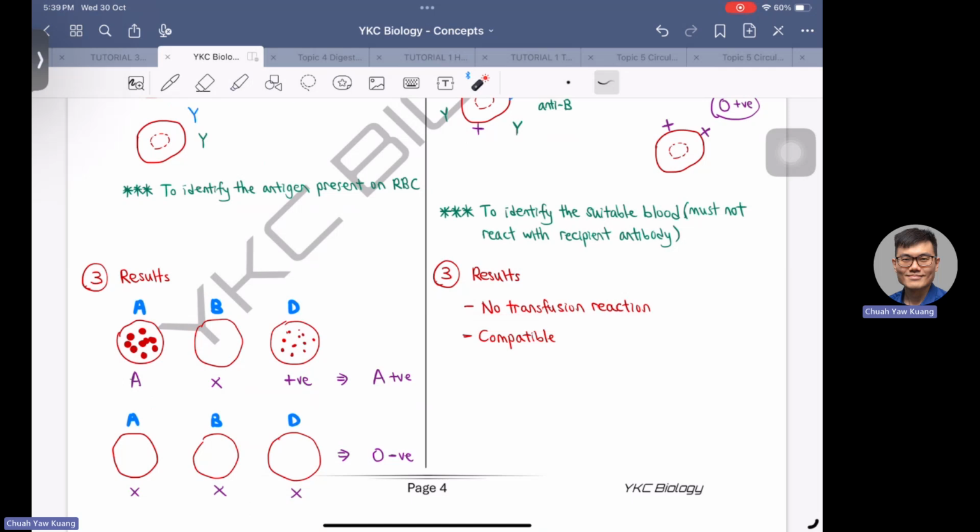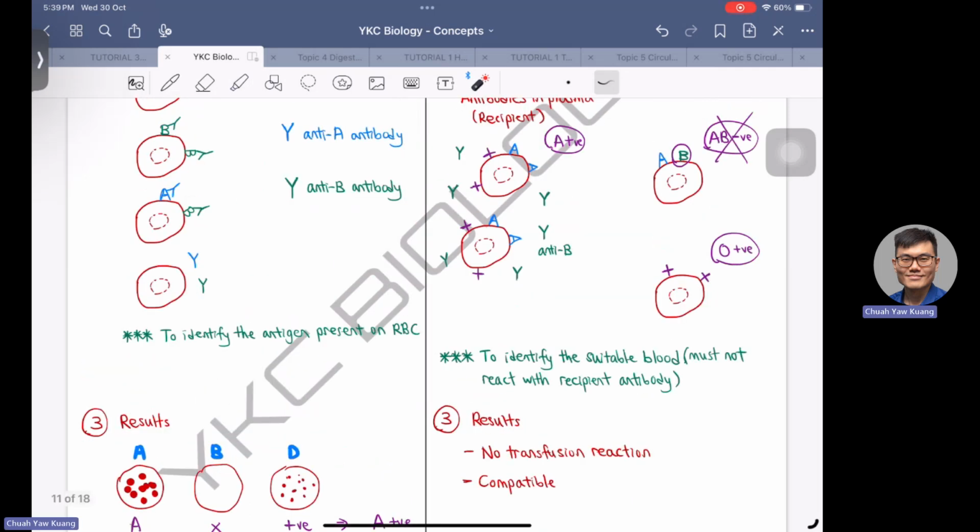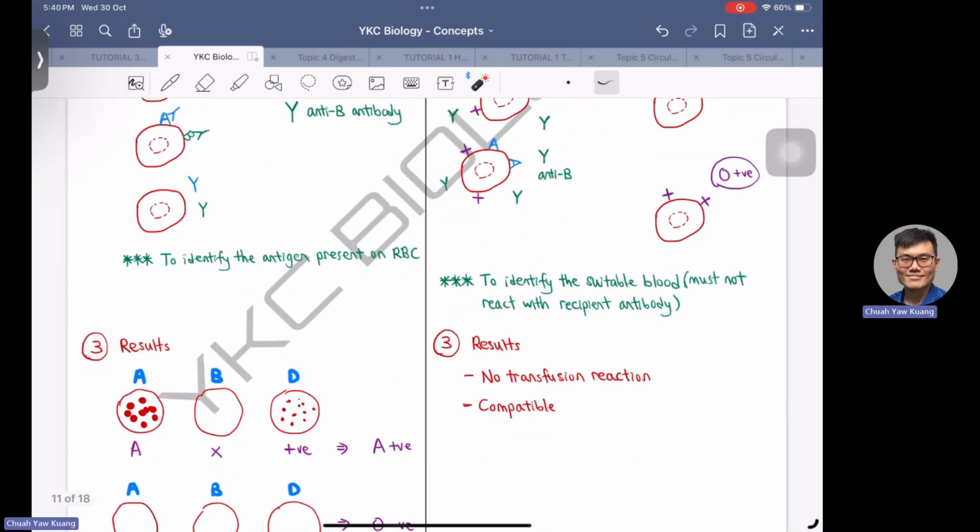But if, when we mix the blood of the donor with the plasma of the recipient, agglutination occurs, then that means this blood is not compatible. If we accidentally transfuse this pack of blood into the recipient, it is going to cause a transfusion reaction. So with that, that's all that I would like to summarize for blood typing and blood transfusion.